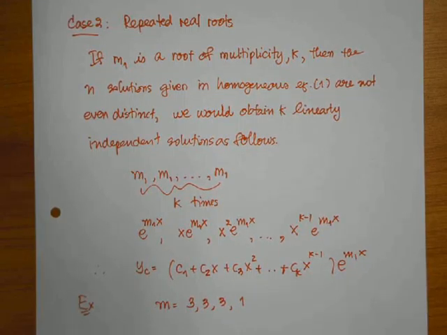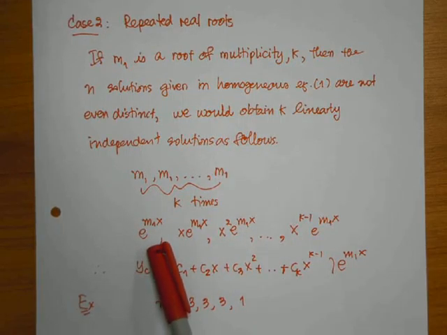Okay, for case 2, for repeated real root. For example, if we have m1 as the root of the characteristic equation, repeated k times, then we would be able to obtain k linearly independent solutions, and those solutions would be in this form.